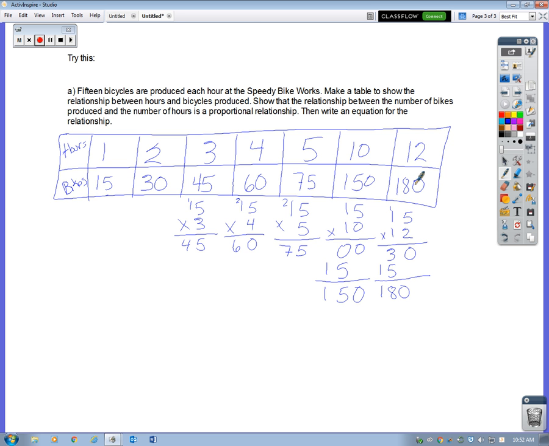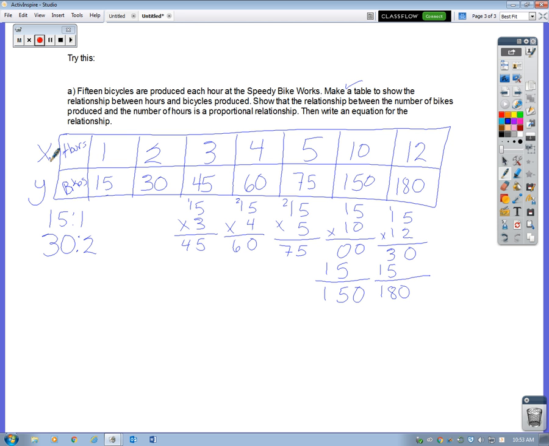All right. So, we made our table. We have to make sure we know where we are in this story because it's easy to get lost in word problems. Now we're going to show the relationship between the number of bikes produced and the number of hours as a proportional relationship. So, if I want to write it as a ratio, I can write it as 30 to 2 or 15 to 1. Because remember, this is our y and this is our x.